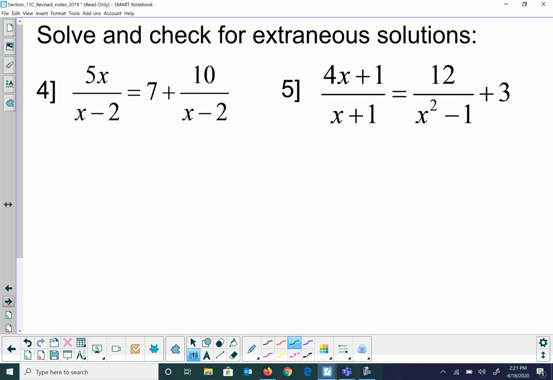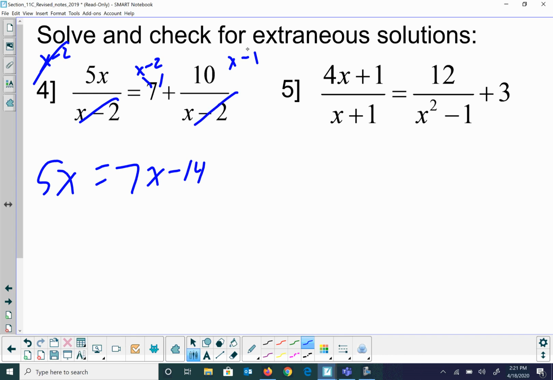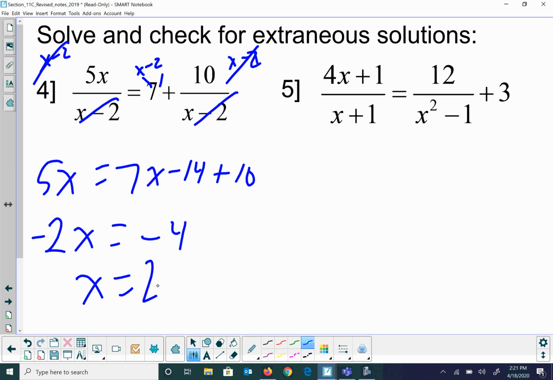Okay, so for the next one, we have 3 terms. I'm going to multiply all 3 terms by x minus 2. So it cancels here, so I get 5x. 7 has to get distributed over this, so I get 7x minus 14. And then it cancels here, so that's plus 10. Subtract that, so I get negative 2x over here. And I get minus 4, and x is equal to 2.